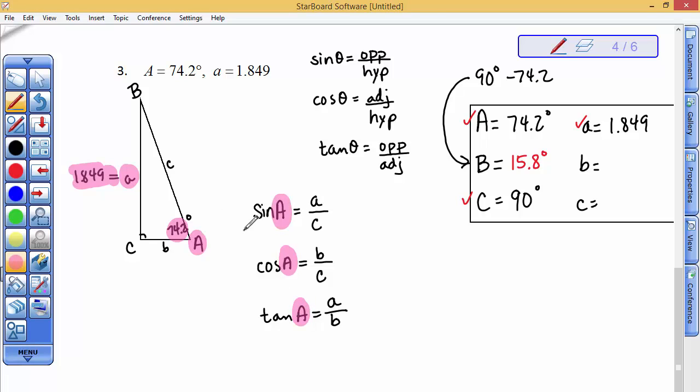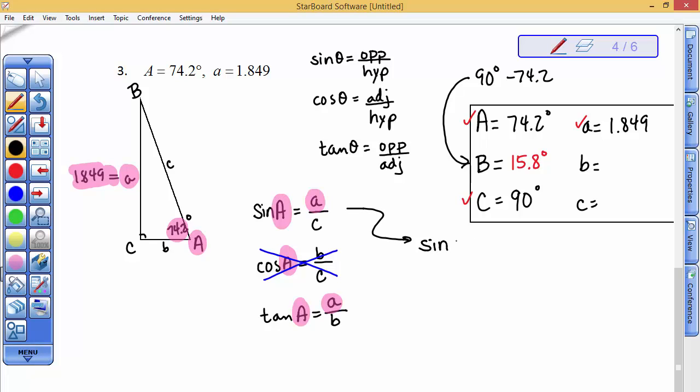And now, with these three statements, highlight the things you know. You know angle A for every one of them. And you know side A. There's no A here. You know side A. So I wouldn't use cosine to solve this problem, because there's B and C that I don't know. But if I use sine, I can solve for side C. And if I use tangent, I can solve for side B. So I'm going to do that now.